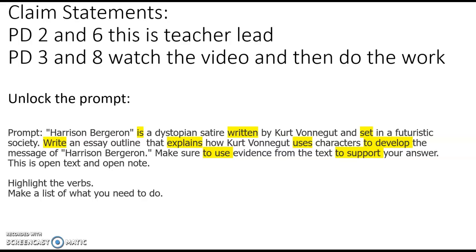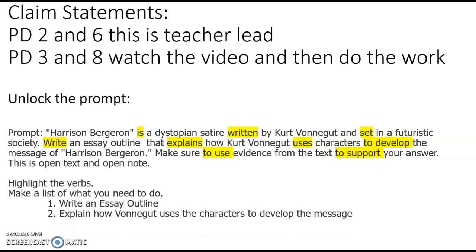So now you should have something that looks similar to this. We need to write an essay outline. We need to explain how Vonnegut uses the characters to develop the message. We need to use evidence. We need to support our answers. So that's really the list of what we have to do based on this prompt that we've been given.